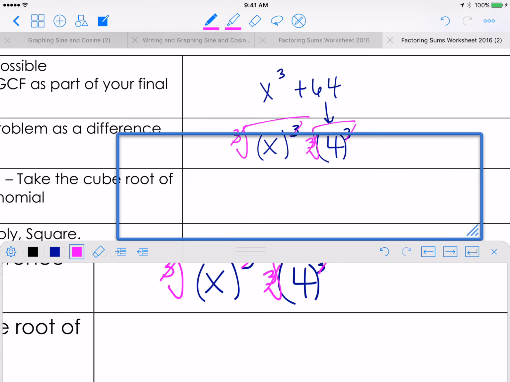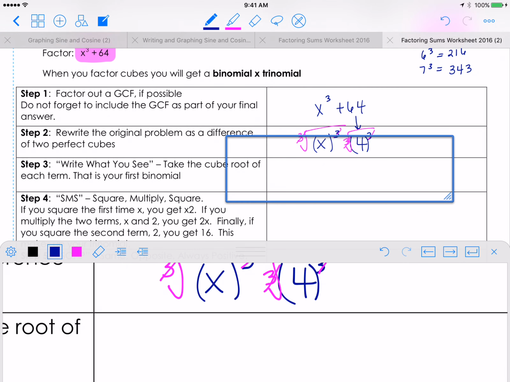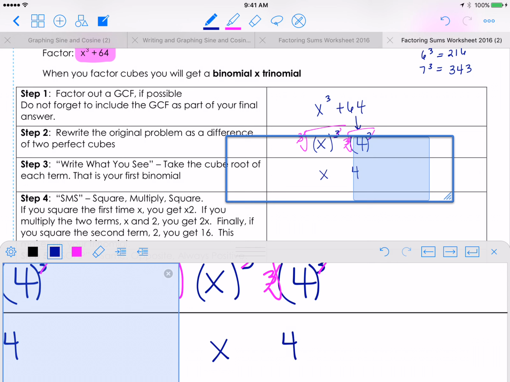So then once we take the cube root, we can write, okay, well, the cube root of x to the third is x, and the cube root of 4 to the third is just 4. So that's what it means when you write what you see. So it's really x and 4 that we take here. So we do take the sign with it, and we'll see why later on, but you can go ahead and take the sign with it.